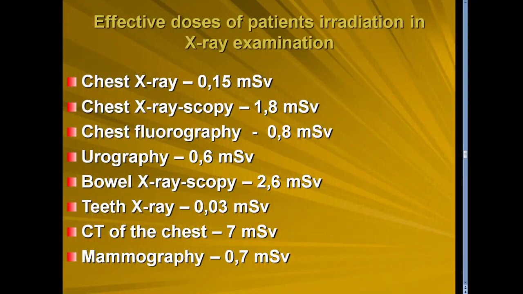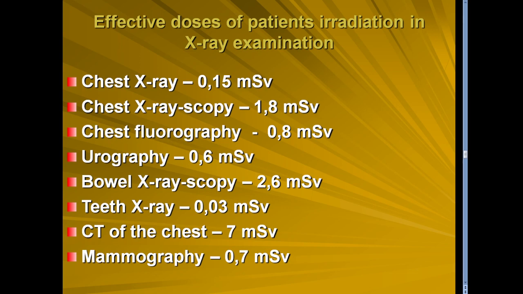On this slide, you can see effective doses of patients' irradiation in X-ray examination. For example, chest X-ray gives 0.15 millisievert. Chest X-ray scopy 1.8 millisievert, sometimes more than usual chest X-ray. Chest fluorography 0.8 millisievert, urography 0.6 millisievert, bowel X-ray scopy 2.6 millisievert, very high level.